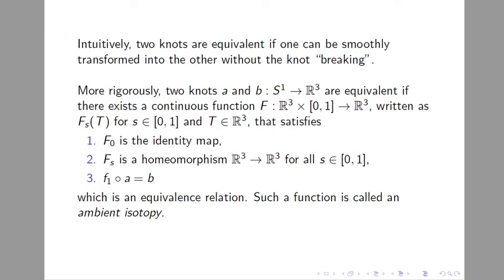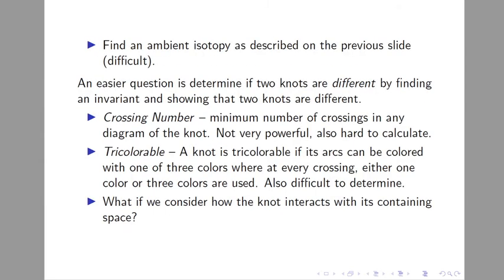In this case, it means that F is a bijective map between spaces that preserves certain properties of the space, which is similar to an isomorphism. We call this function an ambient isotopy and say that knots are ambient isotopic if it exists. The last question is to answer how to determine if two knots are equivalent. The most direct way is finding an ambient isotopy as was described on the previous slide, but this is very difficult to do. What's often easier is finding invariants for knots, in which two knots are different if the invariant isn't the same for both of them.